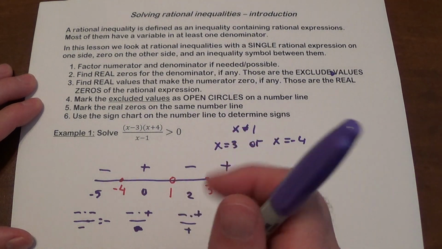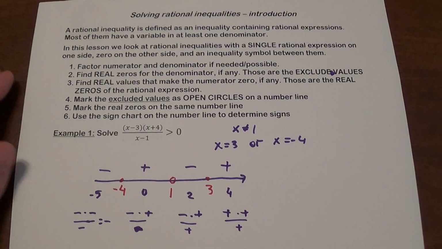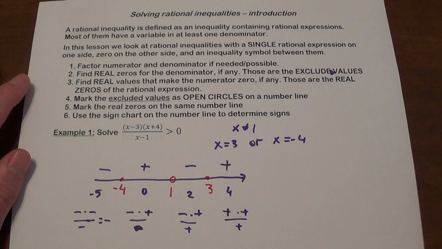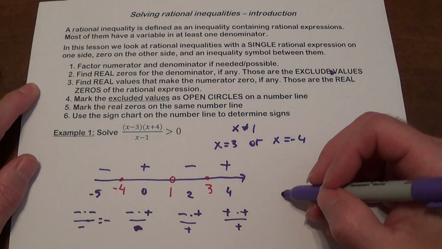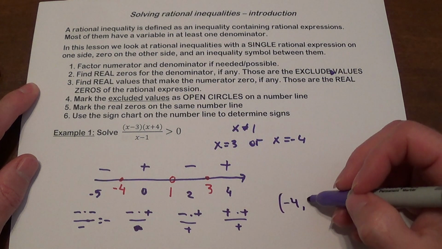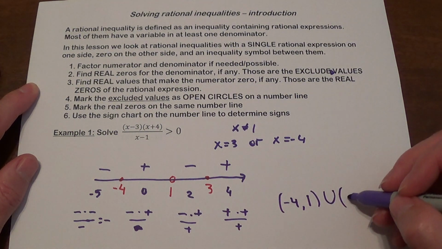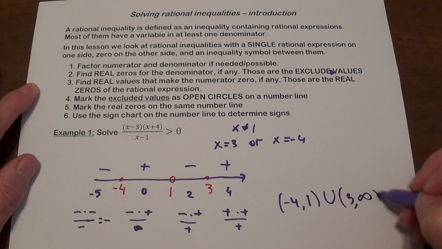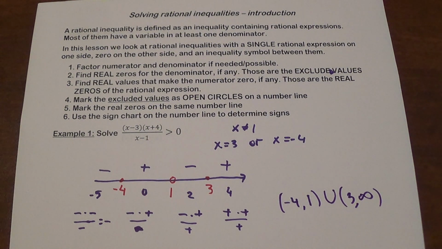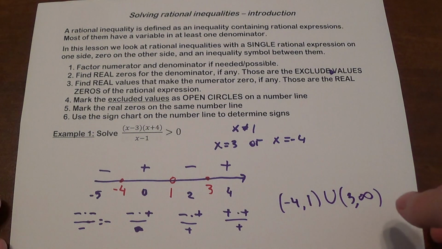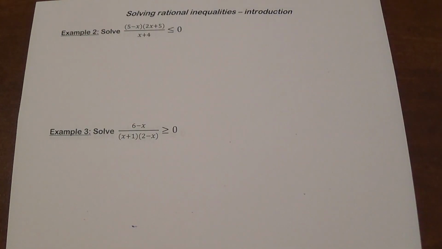So we want it to be greater than 0, we're looking for positive. Strictly greater, we cannot use the endpoints. So the answer here will be from -4 open to 1, and then union, and we're going to go from 3 to infinity. So this is how you are going to approach all these problems. It's the same exact idea. Let's take a look at the next problem.